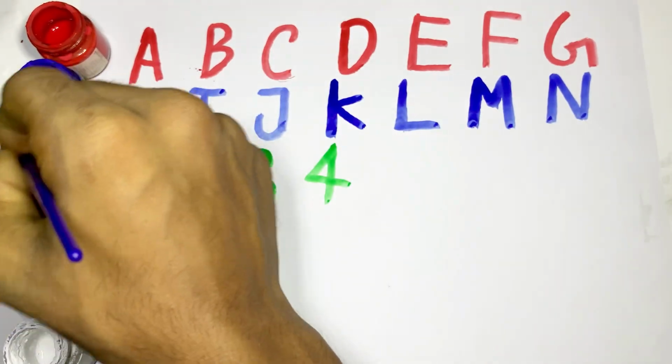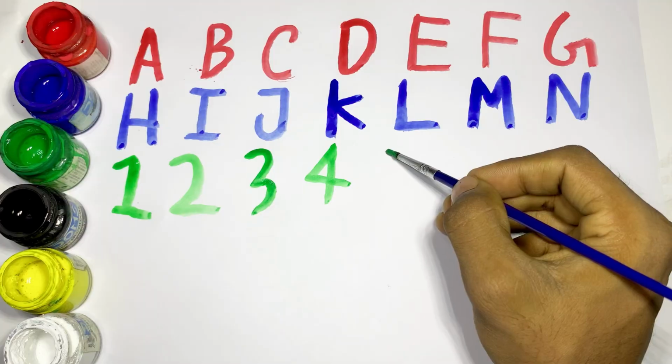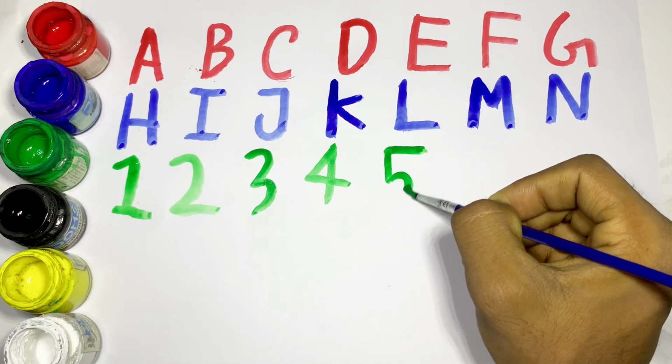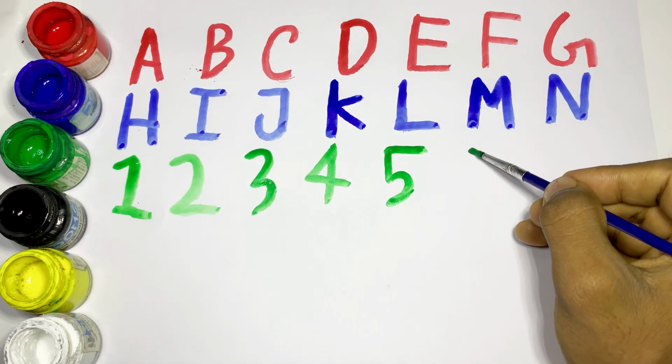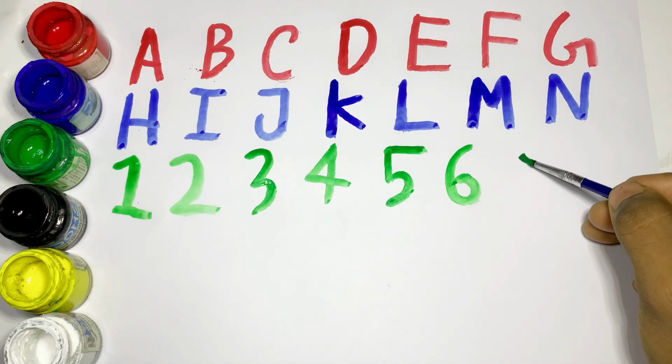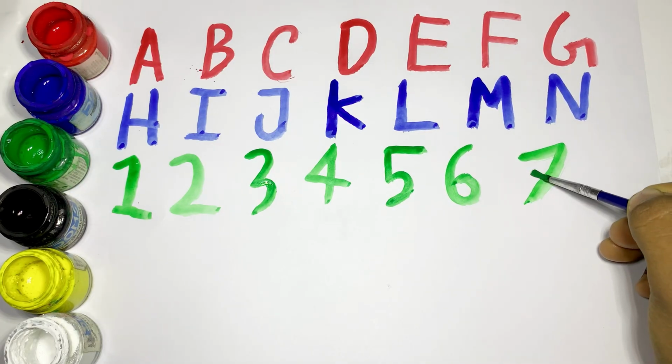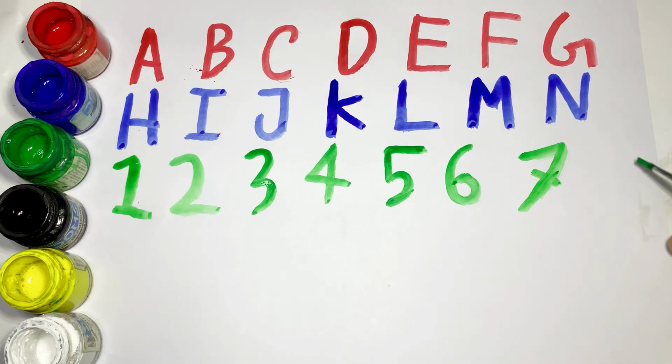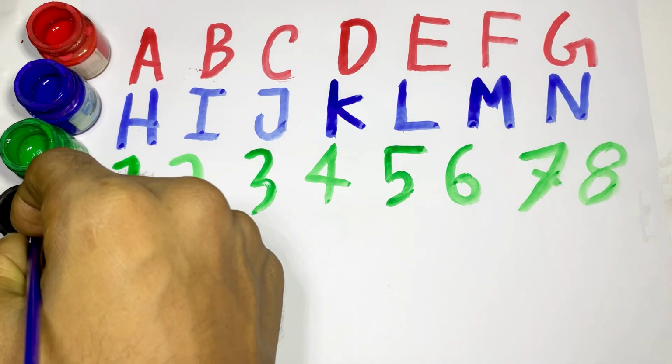Kids again use green color and draw 5. F I V E, 5. 6, S I X, 6. 7, S E V E N, 7. 8, E I G H T, 8. Kids now draw 9. The numbers of 9 and use black color.